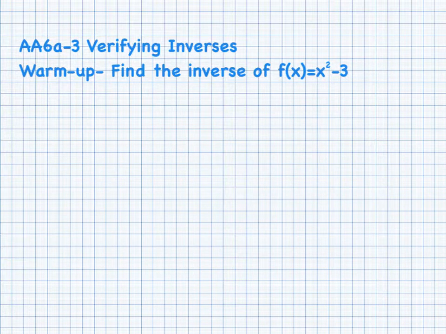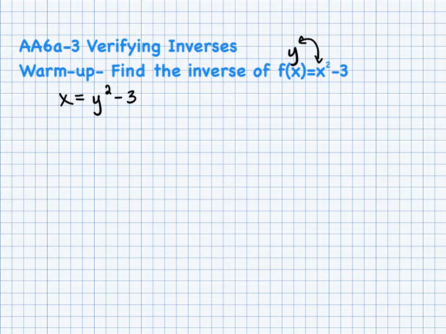So to find the inverse of f of x equals x squared minus 3, first you need to remember that f of x is essentially the same thing as y. And so the first thing that you're going to do is take your x and your y and switch them. So this equation is going to be x equals y squared minus 3. And then the next thing you need to do is solve for y. So you need to get y by itself.